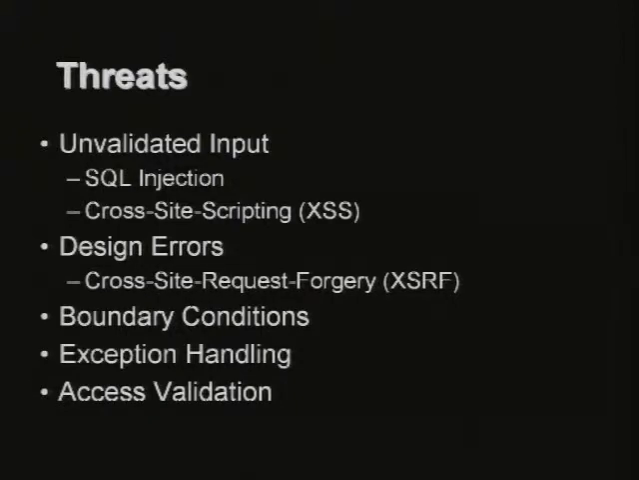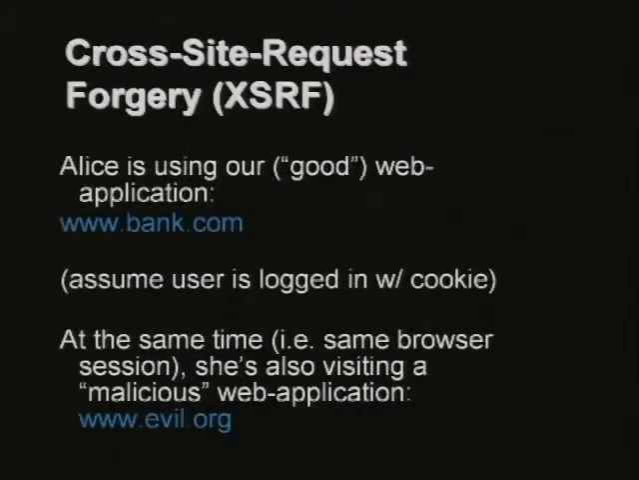The second type of attack that I'm going to talk about is a cross-site request forgery attack. A cross-site request forgery can be considered to be a design error in a web application, and I'll tell you a little bit more about that. But there are also security vulnerabilities that can occur due to bad handling of boundary conditions, bad exception handling, improper access validation checks, etc. Before I start talking about cross-site request forgery, any questions?